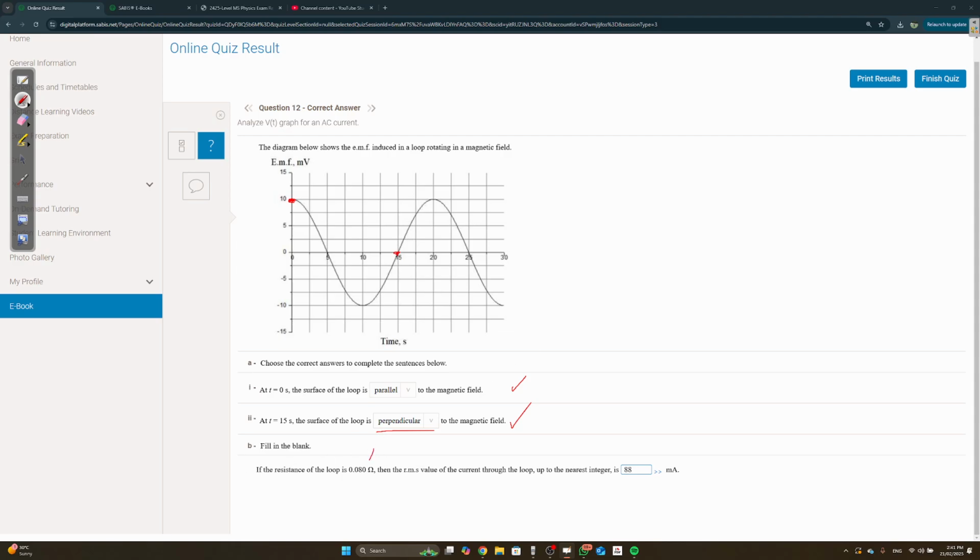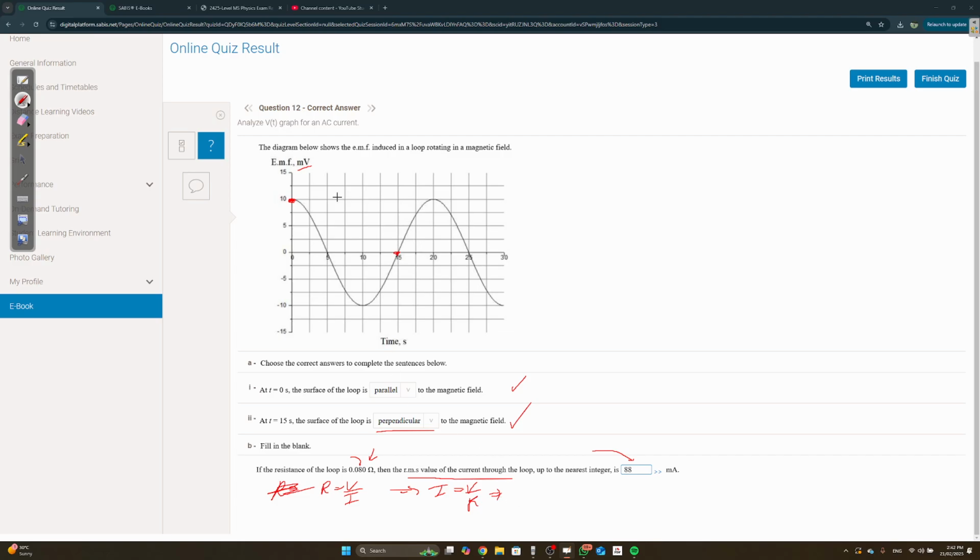If the resistance of the loop is 0.08, then the RMS value of the current in the loop, to the nearest integer, is what? Let's take a look. First thing you need to know is here you have volts, not current, so you can't find current from the graph. But they give us resistance, and we know we can relate resistance, voltage, and current, right? We know R is equal to V over I, or V equals IR, whatever, but I is going to be equal to V over R, right?